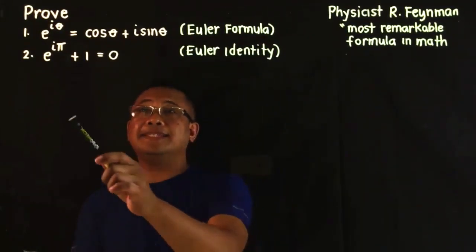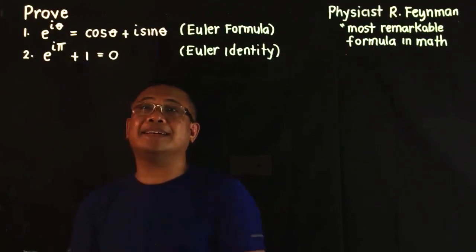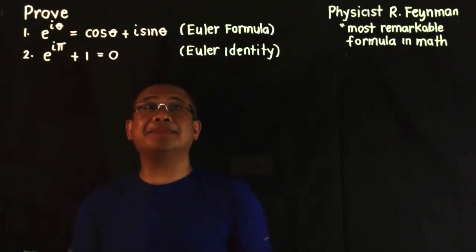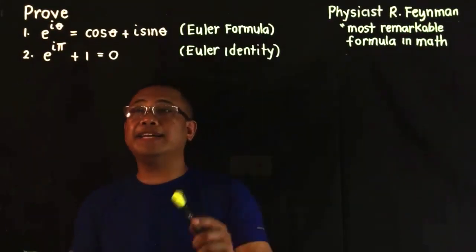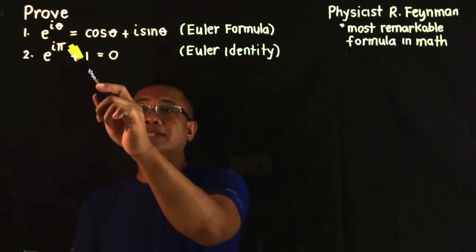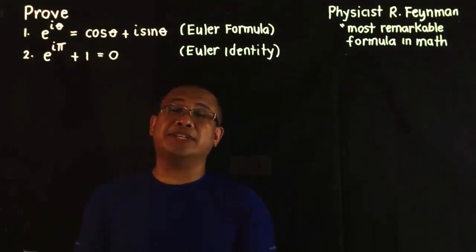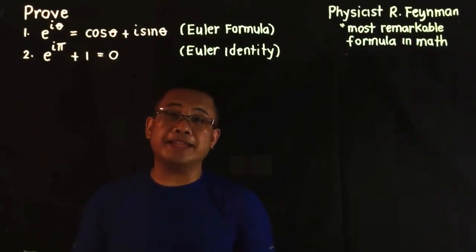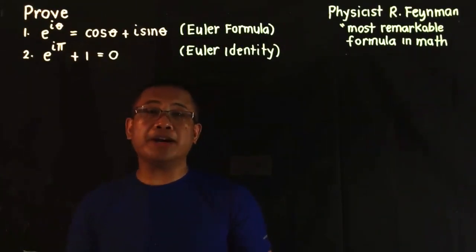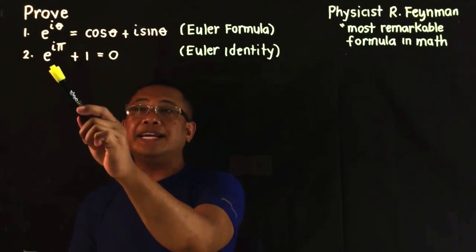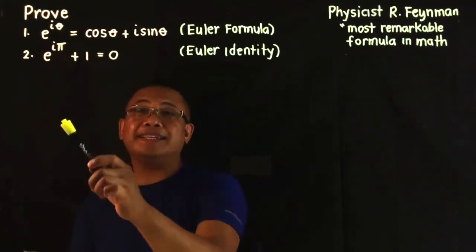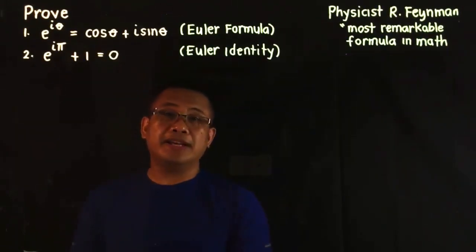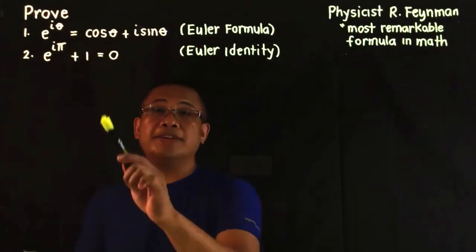The Euler formula is e raised to i theta equals cosine theta plus i sine theta. And a special case of that Euler formula is the Euler identity, given by the formula e raised to i times pi plus 1 equals 0. This formula is oftentimes considered the most beautiful formula in mathematics because the 5 most popular constants in math, namely the natural number e, the imaginary unit i, the constant pi, the constant 1, and the constant 0, are all tied up together in just one formula.